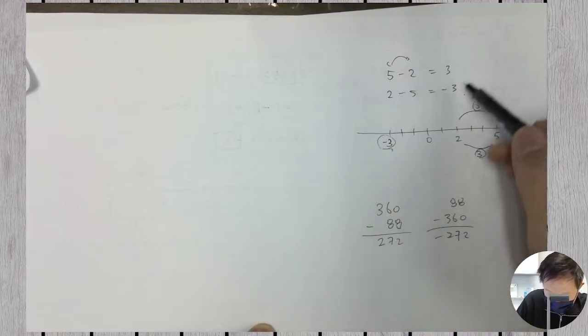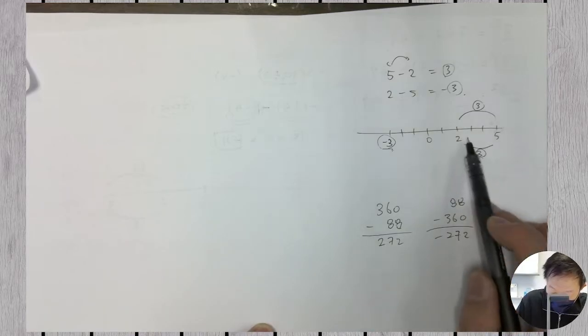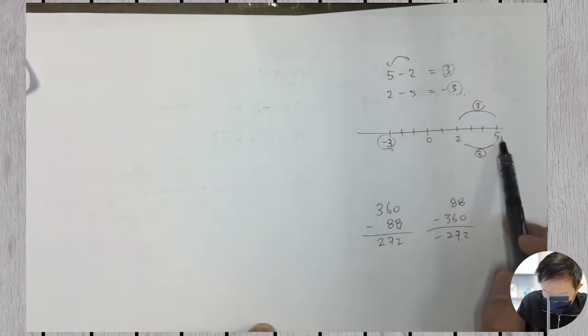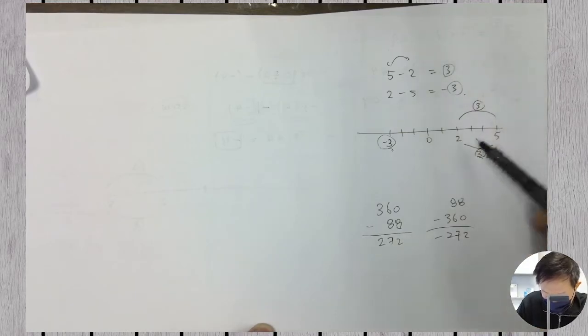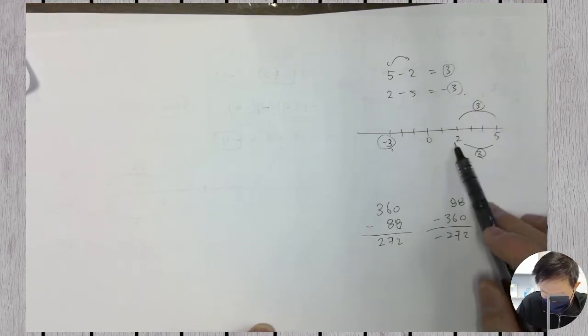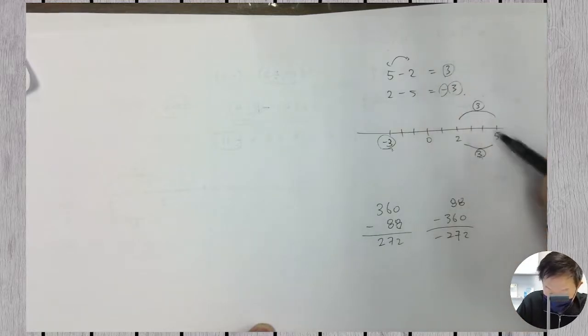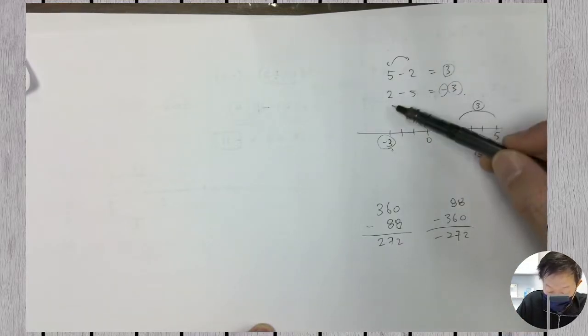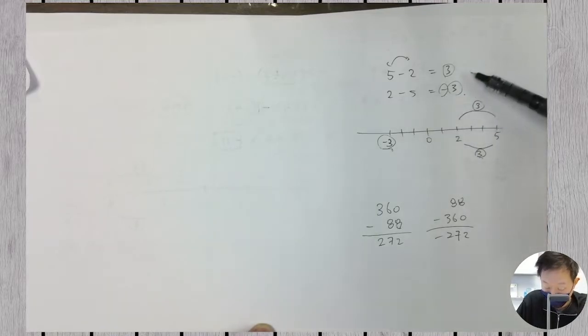The difference is 3, right? This simply means that 5 is 3 larger than 2, and 2 is 3 less than 5, and hence the negative number. The difference is the same. Either you take it one way or the other, the difference is the same. The sign simply tells you which number is larger.